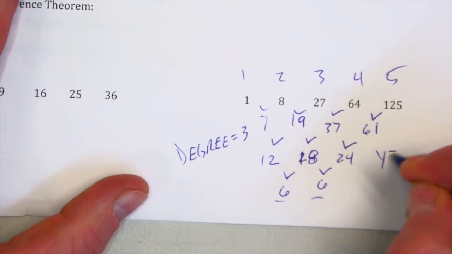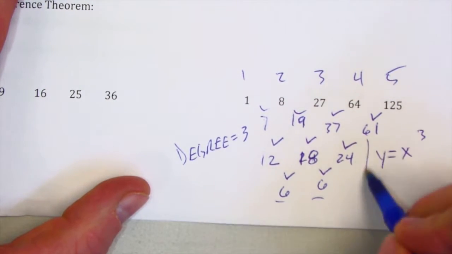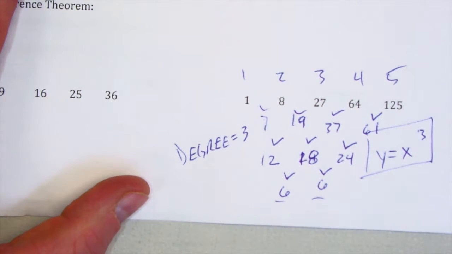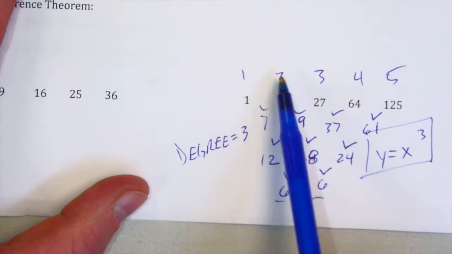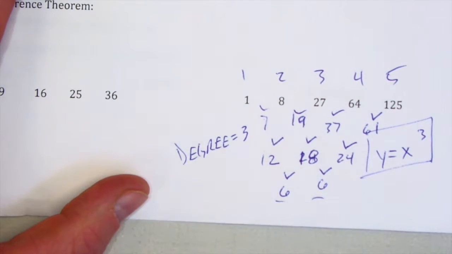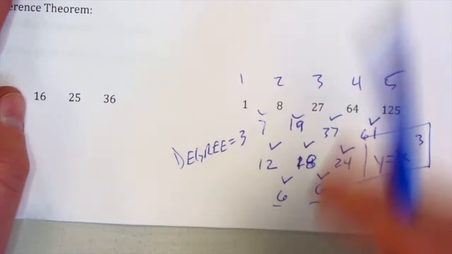So the equation is y equals x cubed, like that. If you want to double check your equation, it's not difficult to do. You just have to take these numbers and plug them in. 1 cubed is 1, 2 cubed is 8, 3 cubed is 27, so you've got your equation. All right, those were a couple easy ones.